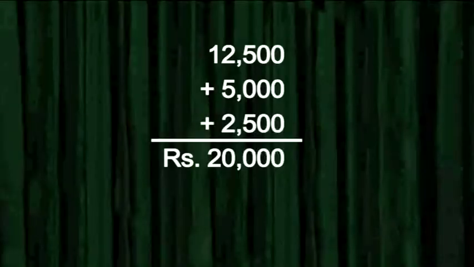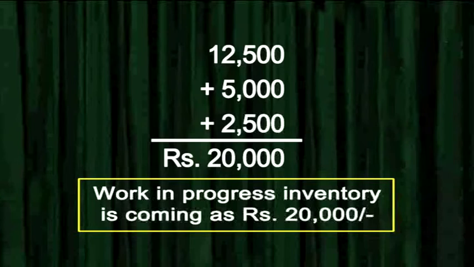So, rather than 3, we have to multiply by 2 and the degree of completion will be 50%. So, 12,500 plus 5,000 plus 2,500 will give us the figure of 20,000. So, work in progress inventory is coming to be 20,000. Now, students, let us discuss some very important formulas for computation of work in progress.